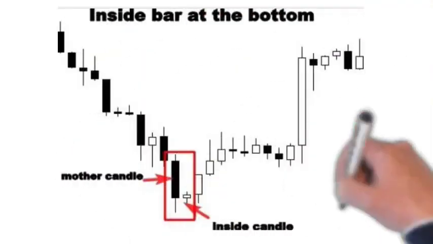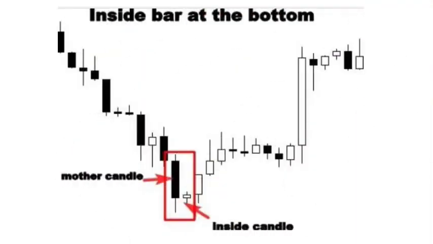An inside bar is a 2 candlestick pattern. It is sometimes called the harami pattern. The first one is called the mother candle. It is big and large. The second one is smaller. It is located inside the mother candle. This illustration shows inside bar at top and bottom.